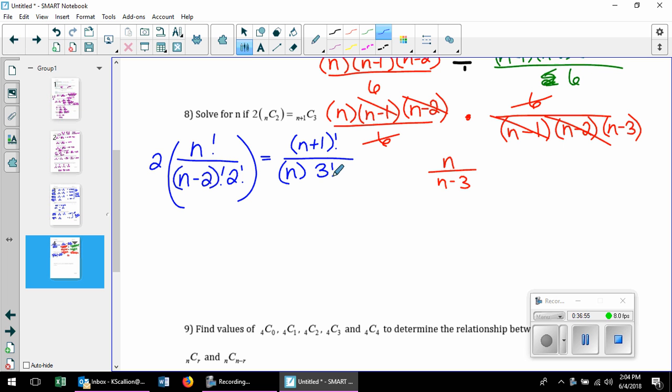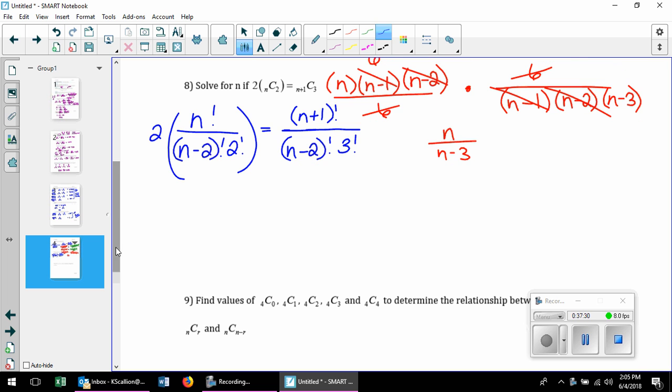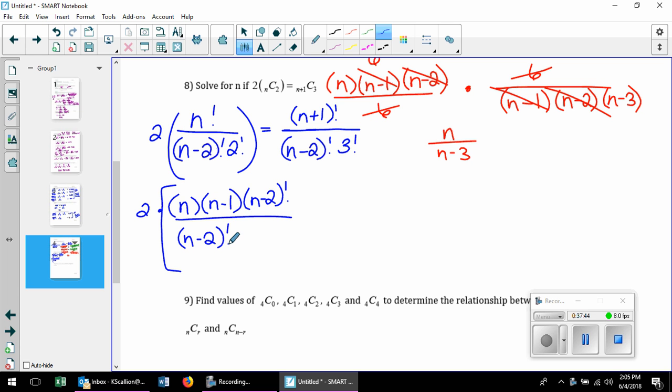Oh no, that's not minus n, it's supposed to be minus 3. Sorry, get rid of that whole denominator. Try this again. So n plus 1 minus 3 is n minus 2 factorial, 3 factorial. Okay, I got it now. So what are we going to do? How will we expand first before we count this up? So 2 times n, I'm just going to put this in a big bracket, n minus 1, n minus 2 factorial, all over n minus 2 factorial over 2.